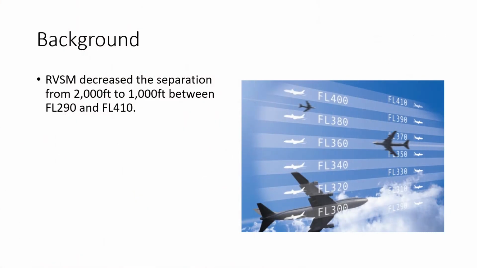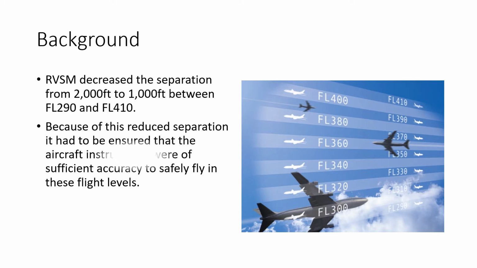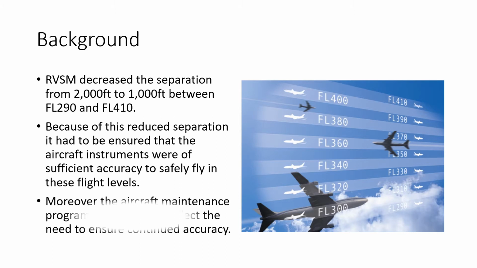So RVSM decreased the separation from 2,000 feet to 1,000 feet at the flight levels between flight level 290 and flight level 410. Now, because of this reduced separation, it had to be ensured that the aircraft instruments were of sufficient accuracy to safely fly in these new flight levels. And moreover, the aircraft maintenance program also needed to reflect the need to ensure continued accuracy. And that's what we're going to be taking a look at in this presentation.